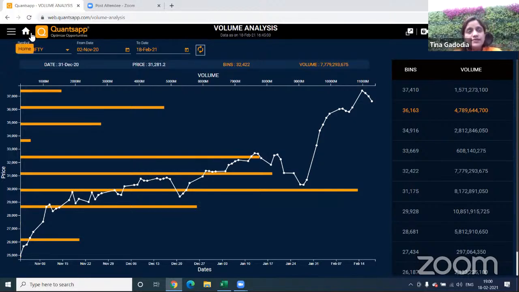So volume analysis is a tool which you can use for stocks as well as for futures, and it helps you to take a very good decision. At times you see that when the key levels are removed, it just moves out. So if we see Reliance.